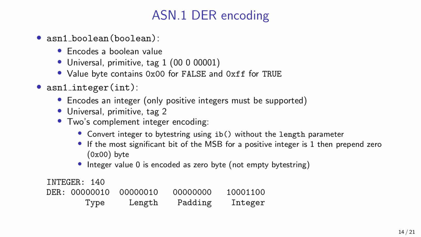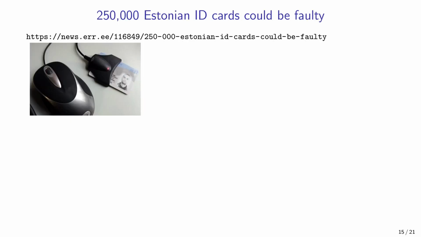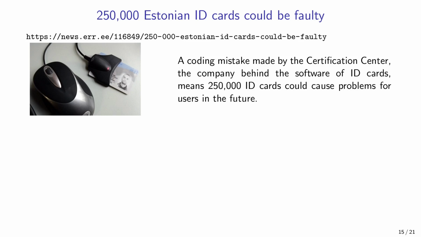A quick side note. Some years ago, there was an interesting case with the Estonian ID card, where it turned out that the public key certificates in the ID card were encoded ignoring the requirement to add this padding byte here. As a result, more than 250,000 ID cards were found to contain incorrectly encoded certificates. Here is an excerpt from the news article. A coding mistake made by the certification center, the company behind the software of ID cards, means 250,000 ID cards could cause problems for users in the future.